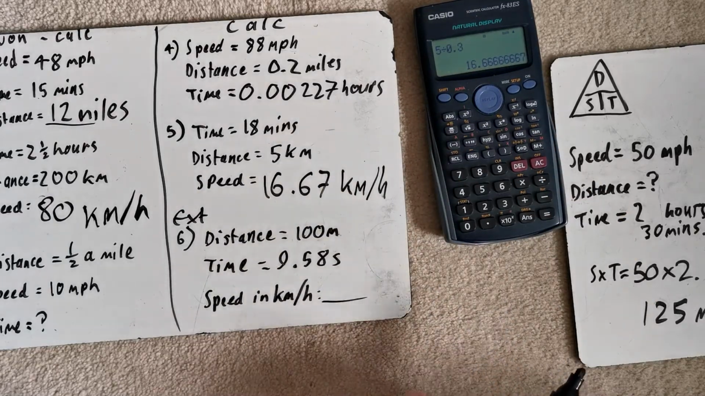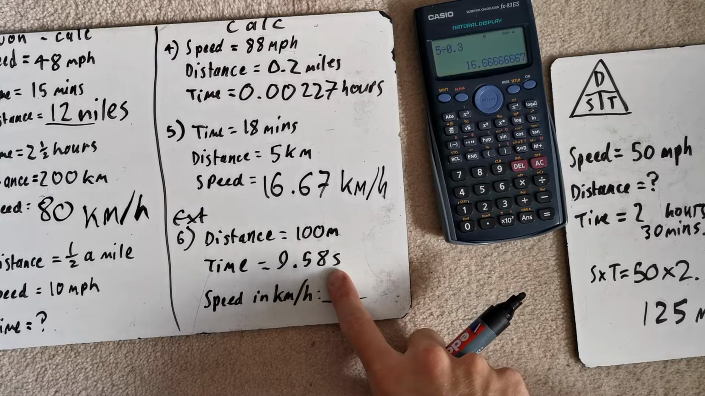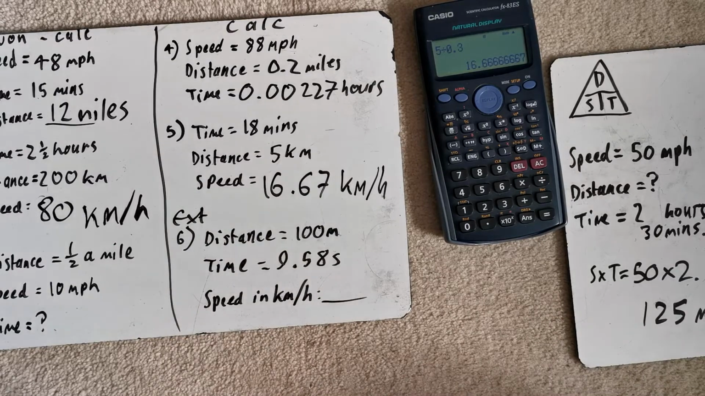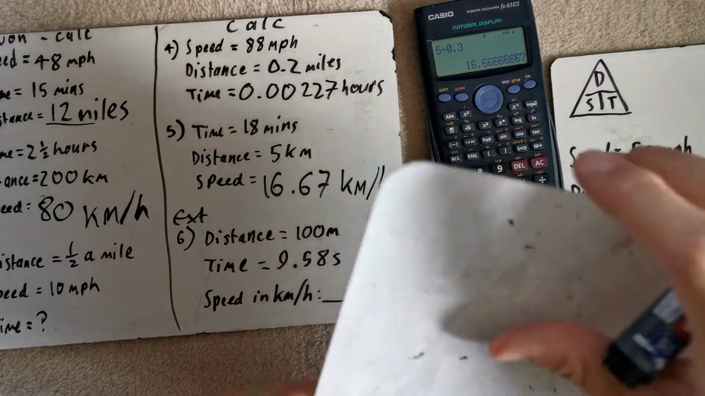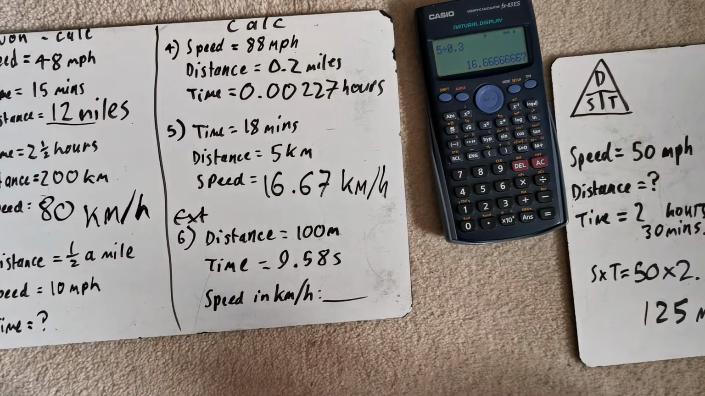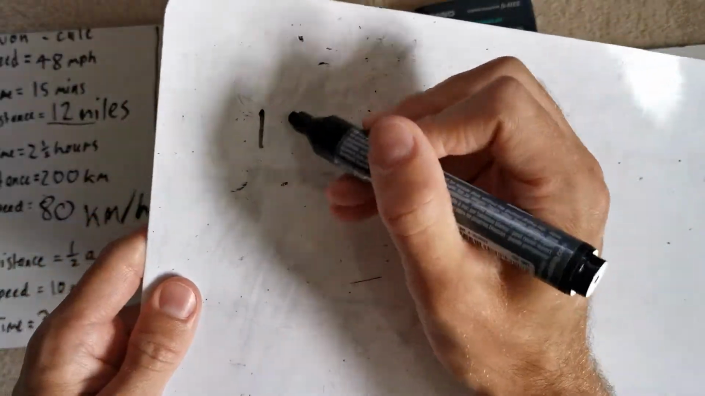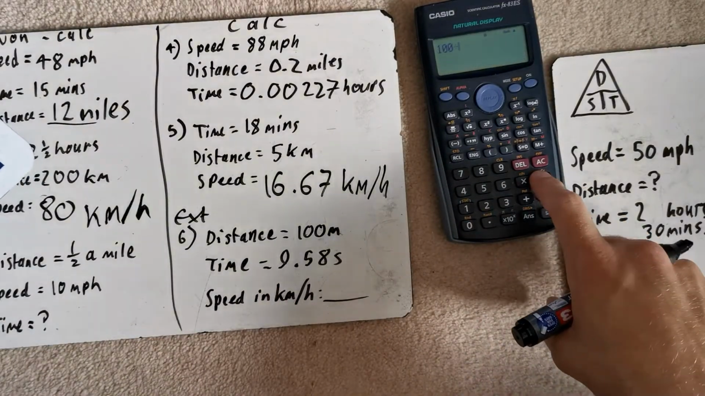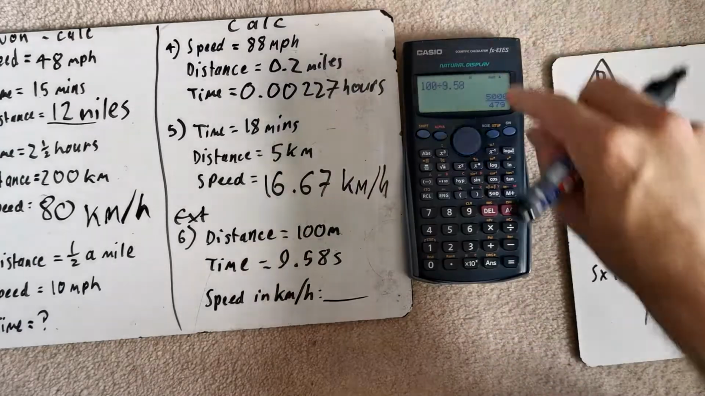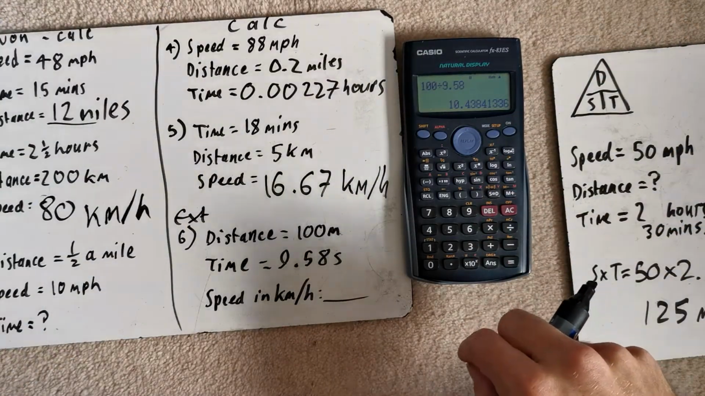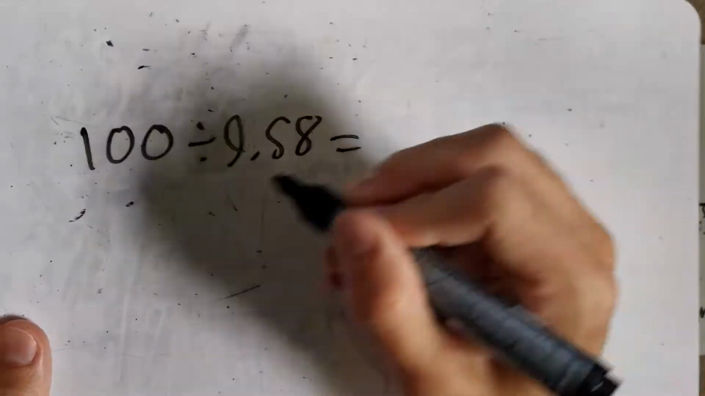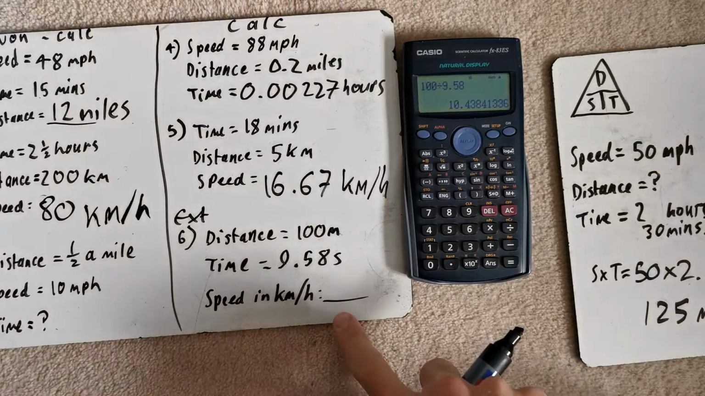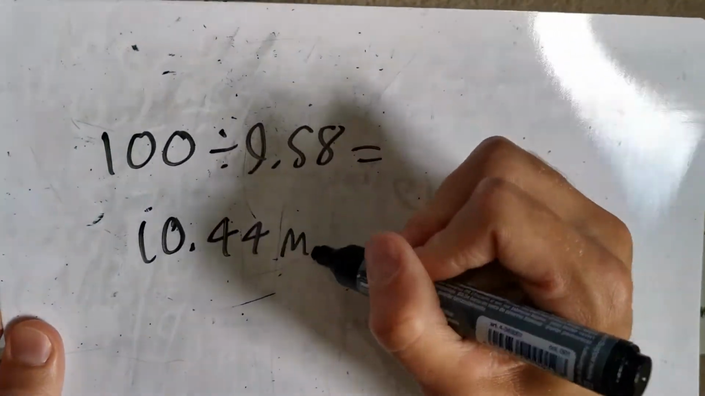Now, this last one. 100 meters in 9.58 seconds. We want the speed in kilometers per hour. Okay. Now, some of you might know this is actually the world record. This is what Usain Bolt ran his 100 meter world record in. Distance divided by time. 100 divided by 9.58 gives us, distance divided by time, yeah, that is right, 10.44 meters per second.